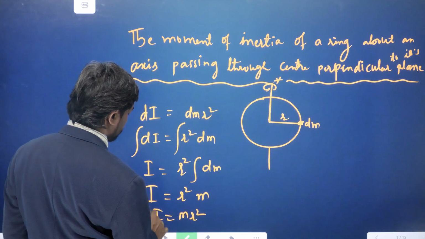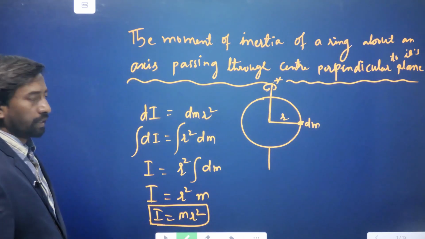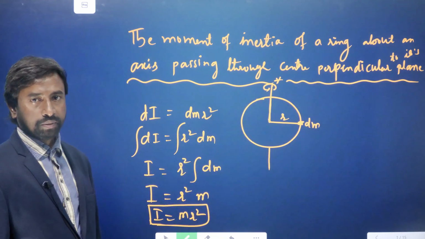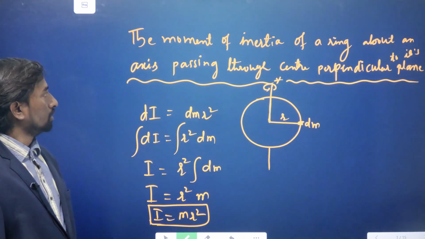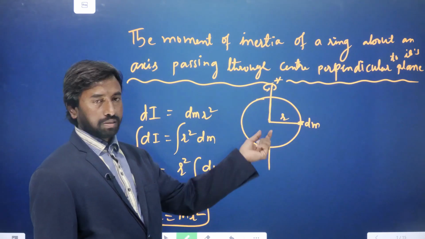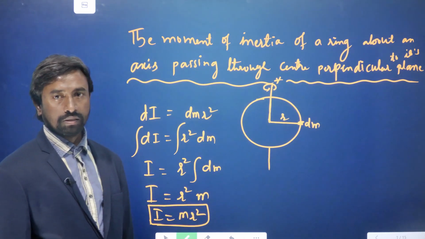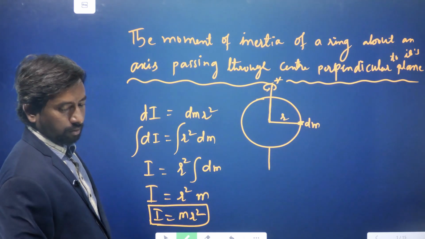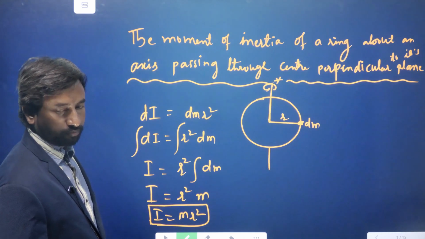I equals m r square is the moment of inertia of the ring about an axis passing through its center and perpendicular to its plane. The moment of inertia is m r square for a ring.